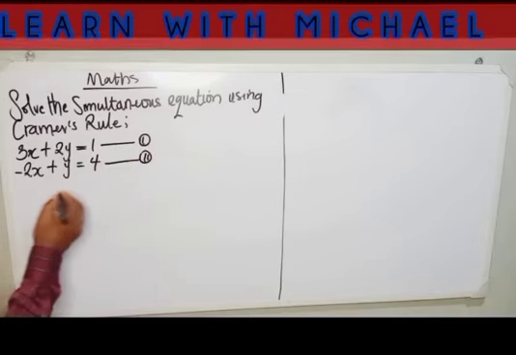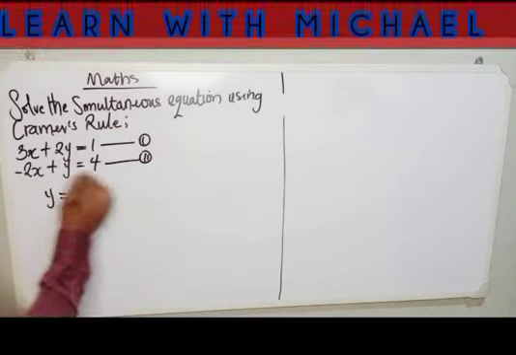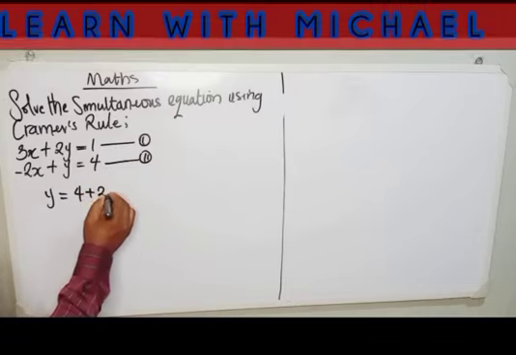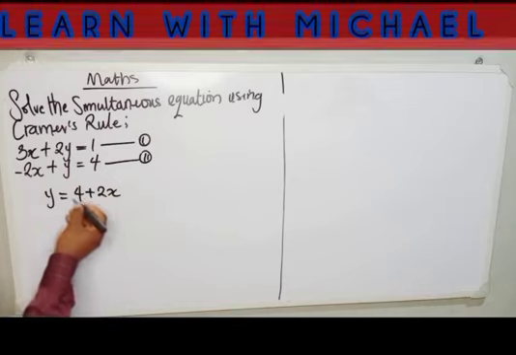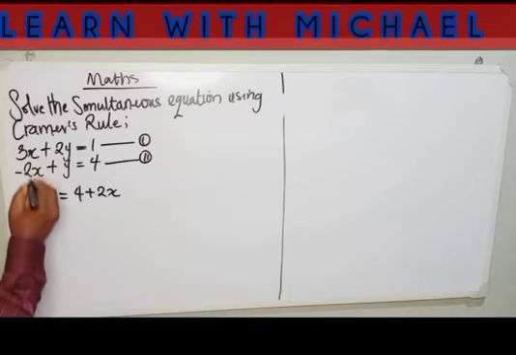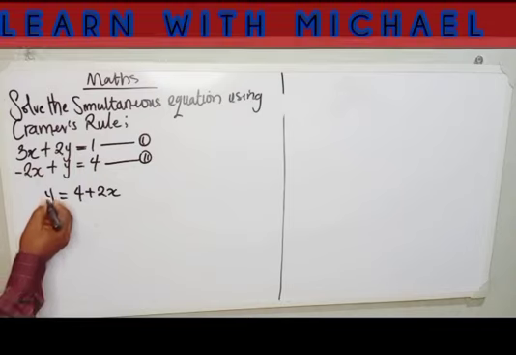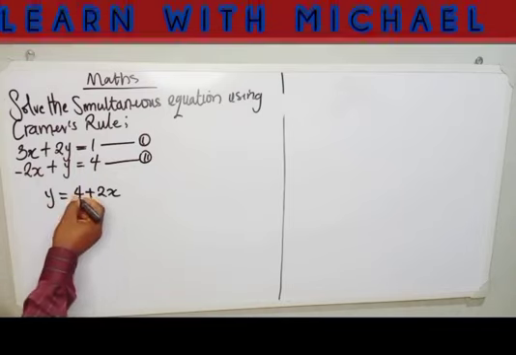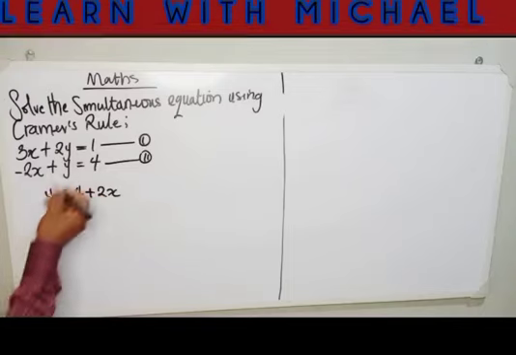That will mean that y will have to be equal to 4, and I'm taking my minus 2x to the other side to make it a positive 2x. And this will be substituted into any of the equations. So I'm going to substitute this into equation 1. If I substitute this into equation 1, it simply means that anywhere I find y, I am going to substitute 4 plus 2x for y in equation 1. So let's go ahead and do that.